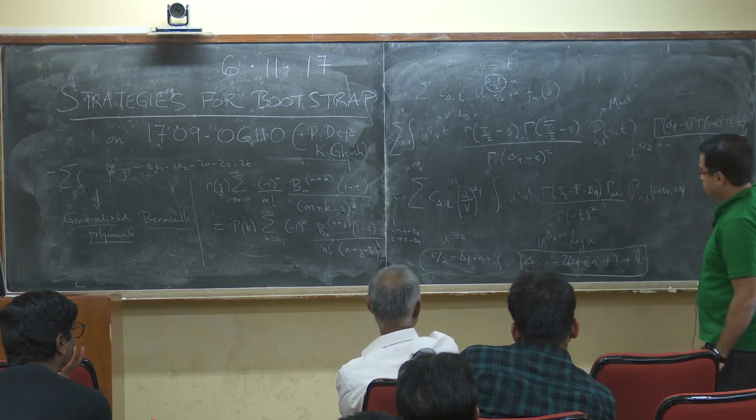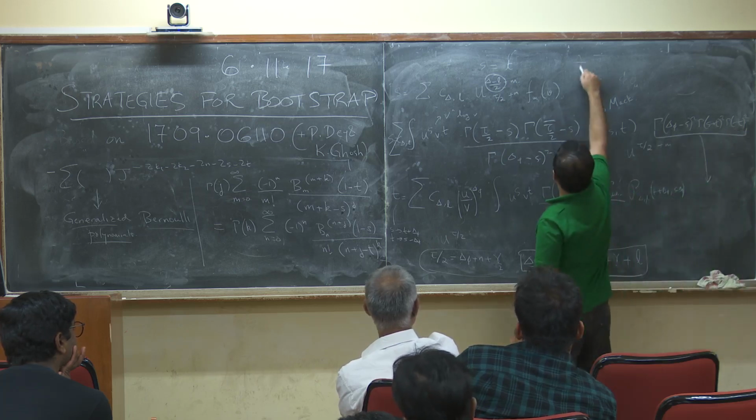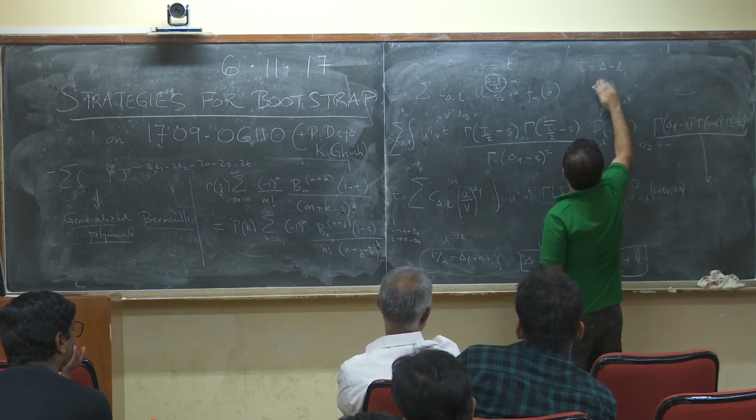What was tau in this, in both the left and right hand side? So tau is always delta minus L. So delta.